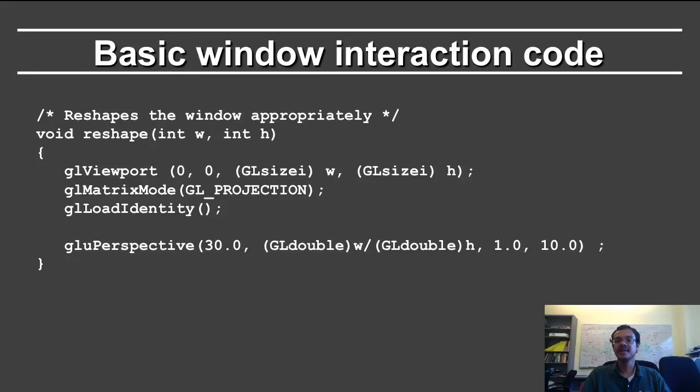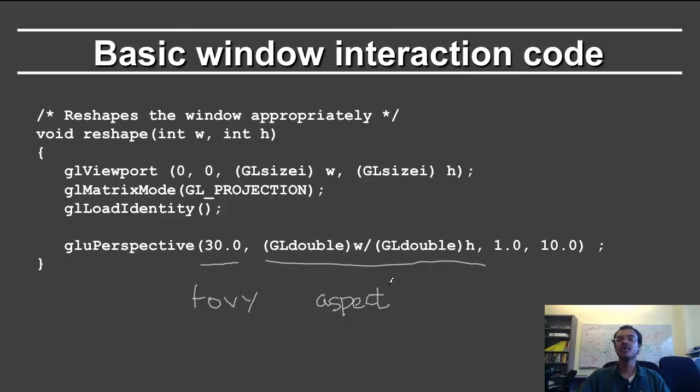Let's look into that in a little bit more detail. First, let's consider this number 30. We know that that is the field of view in the Y direction, and that's the first parameter to GLU perspective. Now let's consider this next one, which is where W and H really come into play. We know that width by height is the aspect ratio. So you're affecting the aspect.